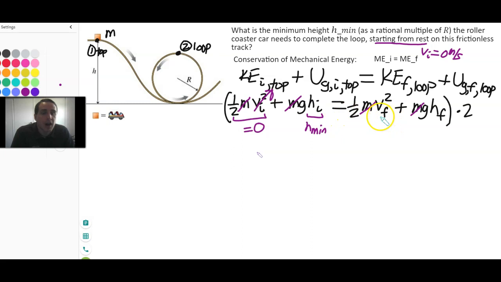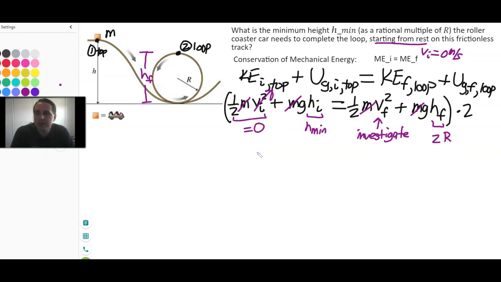Next, V final. We don't really know what that is, but we'll have to investigate that. So I'll just put a note here, investigate. And then finally, what is going to be H final? Now let's look carefully. So H final here is the final height to barely make it through this loop. And that I think is going to be 2 capital R, 2 radii. So it's 2 capital R.